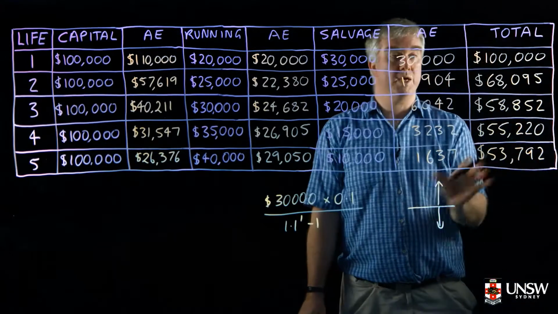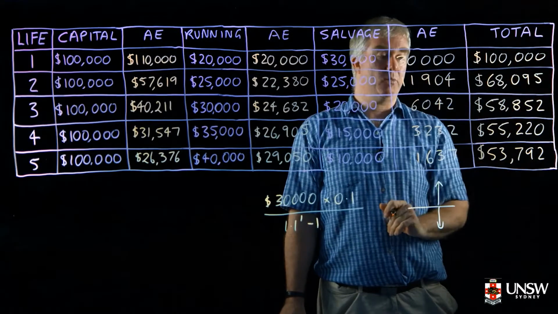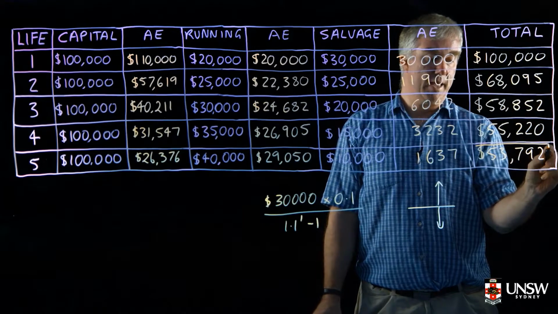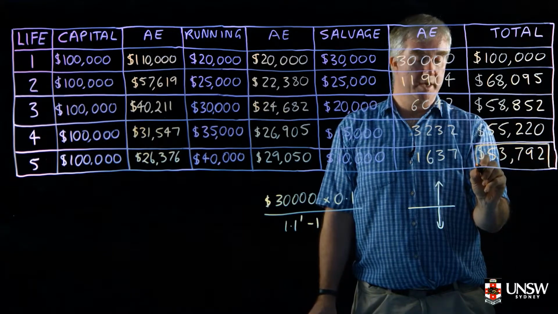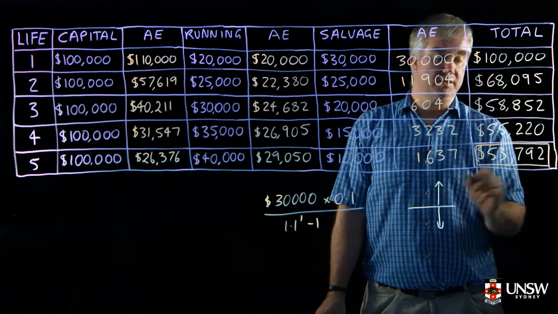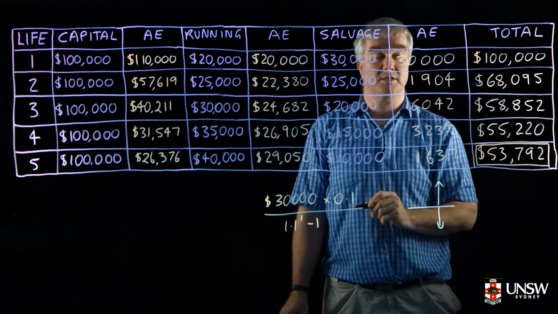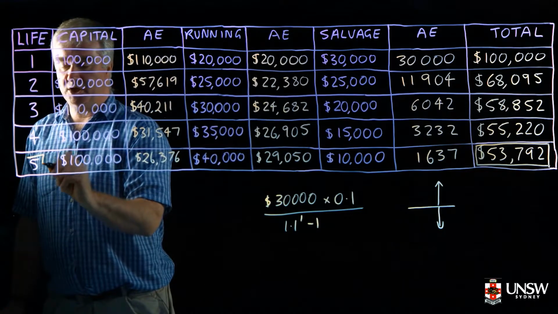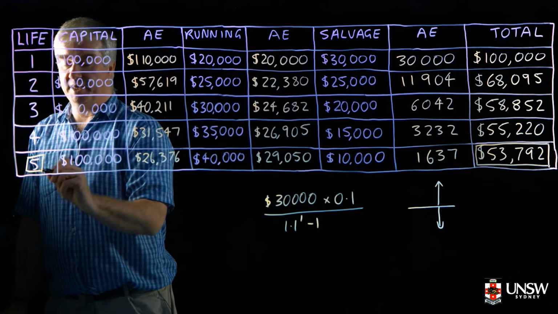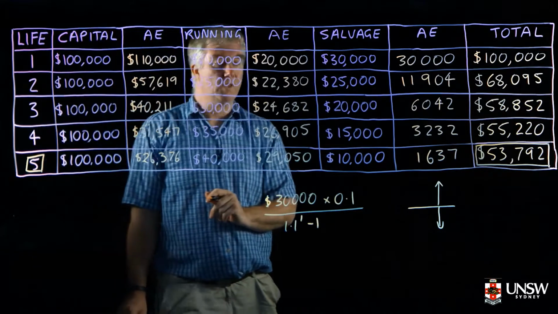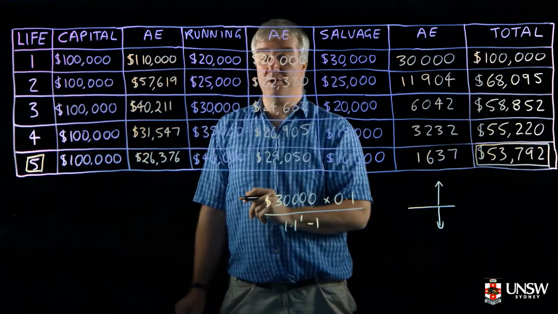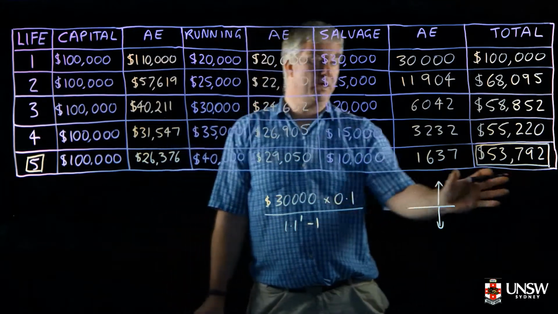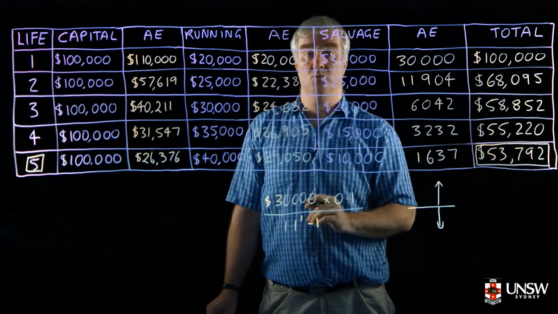So now we compare these numbers, and what we find in this case, our smallest annual equivalent cost is $53,792, which tells us that we should keep this particular machinery for the full 5 years. Of course, if we had different values, if the running costs got bigger quicker, we might have found that one of the earlier lives would have been cheaper.